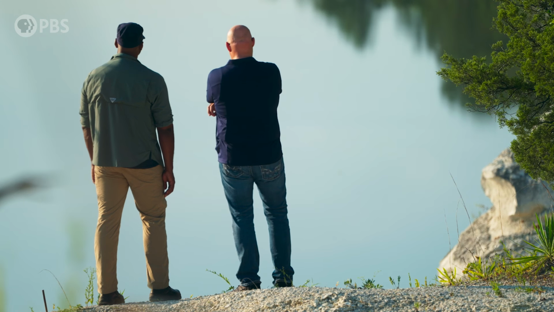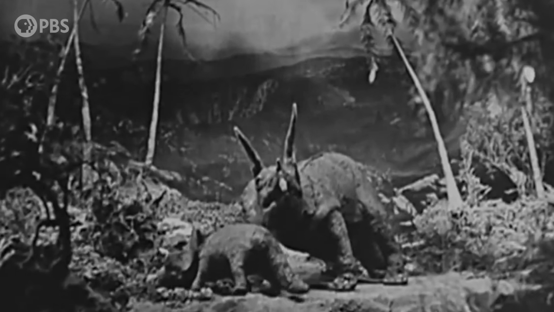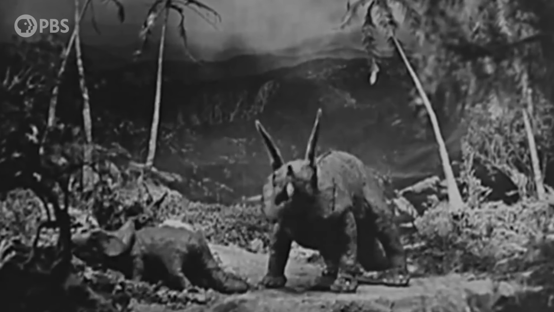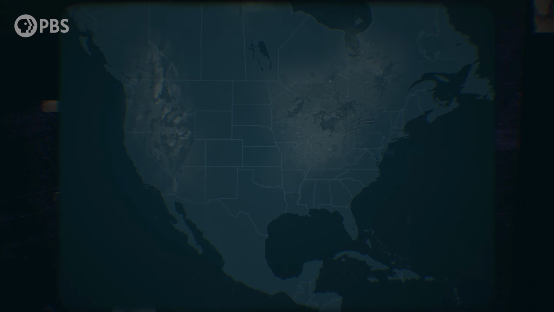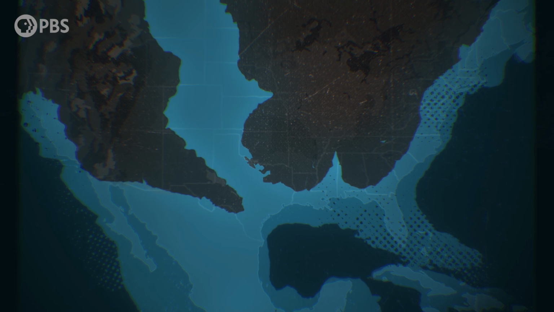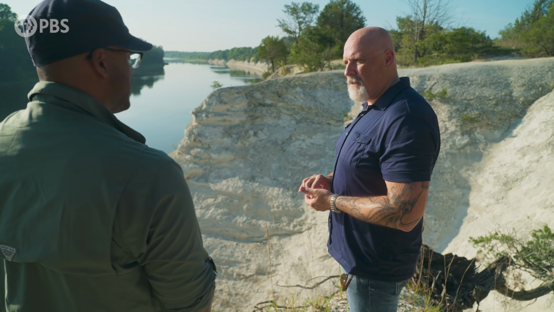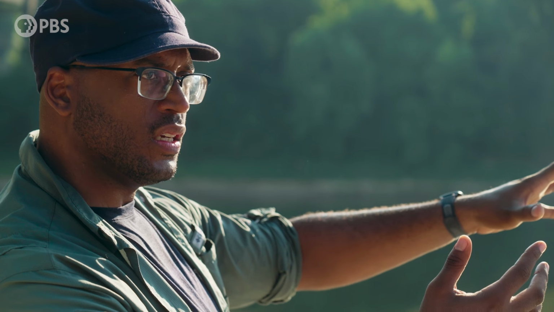So let's go back to about 135 million years ago. We're at the beginning of the Cretaceous period. So at this time, the climate's warm, and so the polar ice caps are melted. This is all what we call shallow seas. Okay, so the Gulf extended much farther inland. That's right. Very much so. We would be a couple hundred feet underwater.